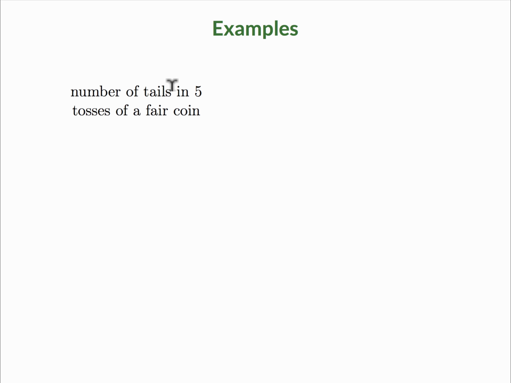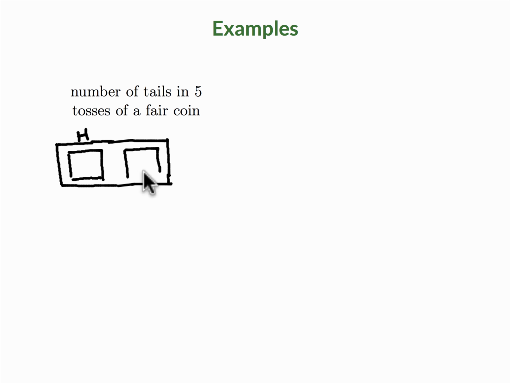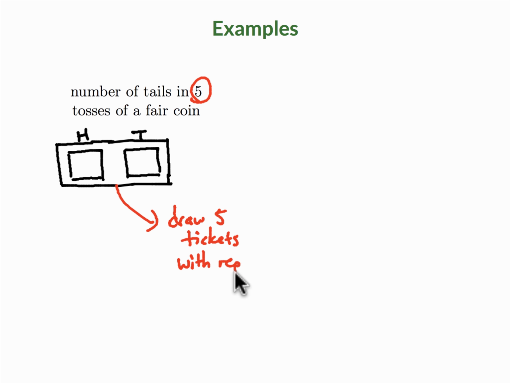First, let's consider the number of tails in 5 tosses of a fair coin. Now, why does this random variable have a binomial distribution? Well, let's set up the box model. To represent tossing a fair coin, let's have a box with 2 tickets in it. One ticket representing heads, and the other ticket representing tails. Now, since we're tossing the coin 5 times, let me represent that by drawing 5 tickets from this box. And I should do that with replacement, because each time I toss the coin, I'm still equally likely to get heads as tails.